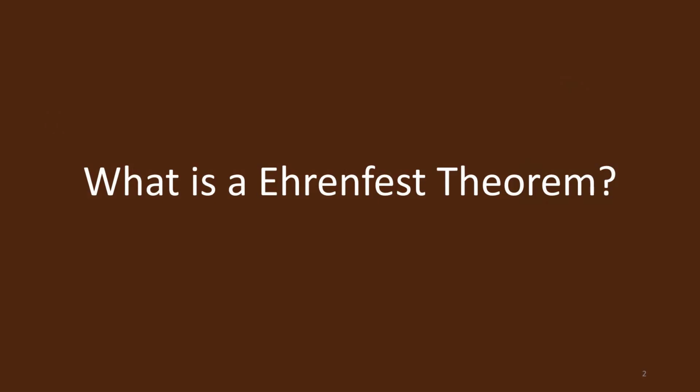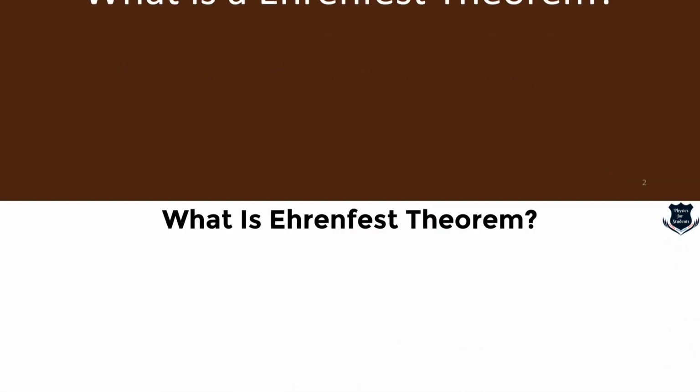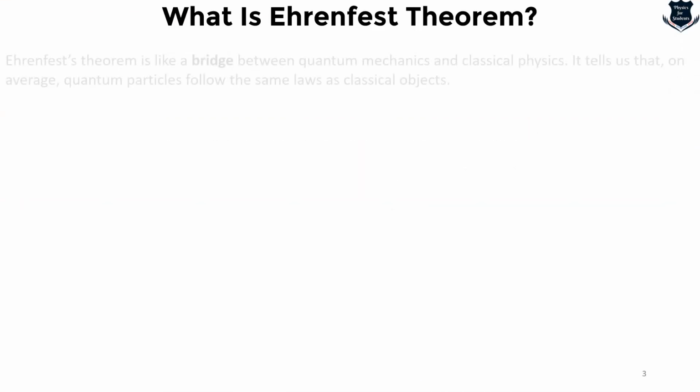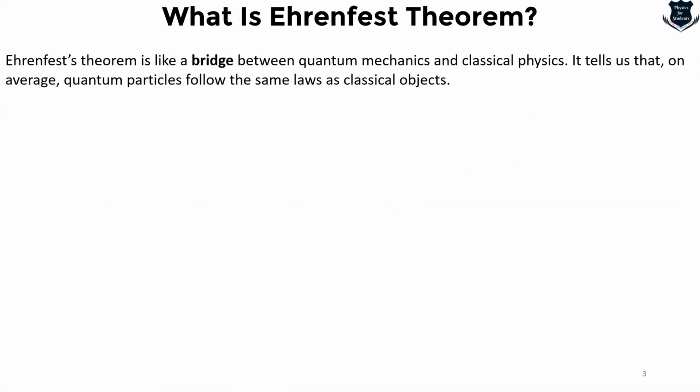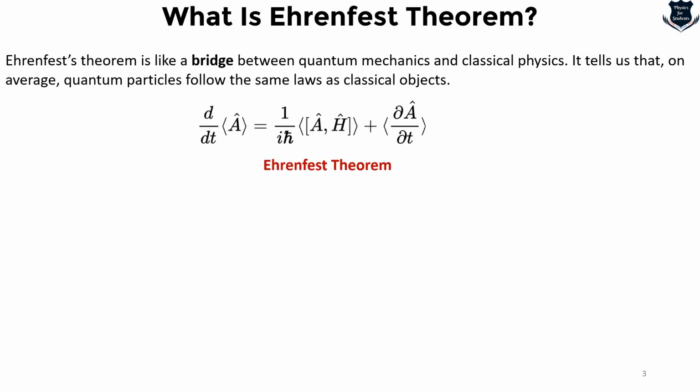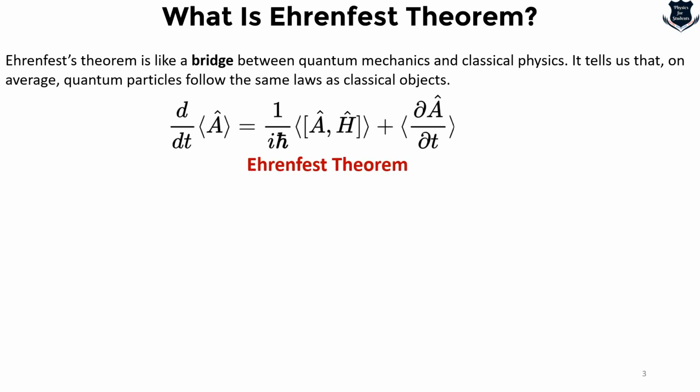So let us do first things first. We start understanding what Ehrenfest's theorem is in the first part of our video. Now the Ehrenfest theorem, you can think of it as a bridge between quantum mechanics and classical physics. It tells us on the whole that the average of quantum particles also follows the same laws as classical objects. And the equation looks something like this.